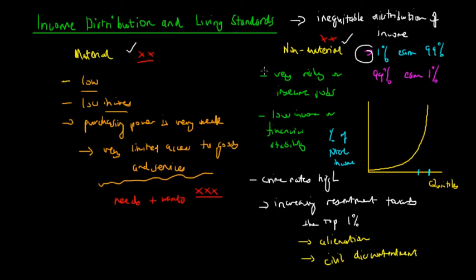So as we can see now, an inequitable distribution of income will lead to a very detrimental effect on both our material and our non-material living standards.